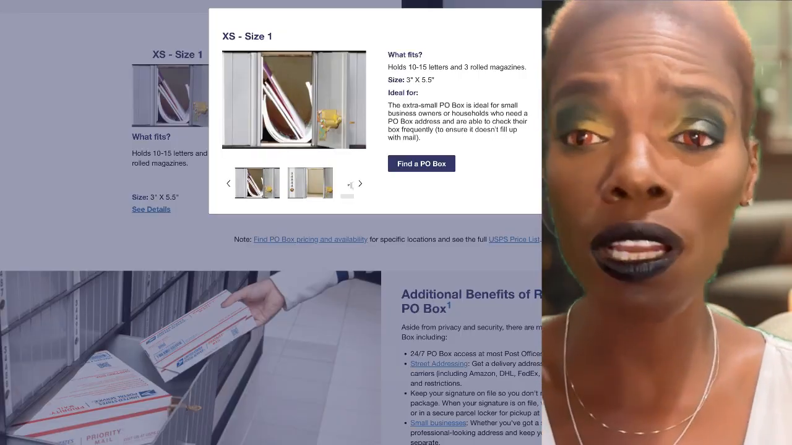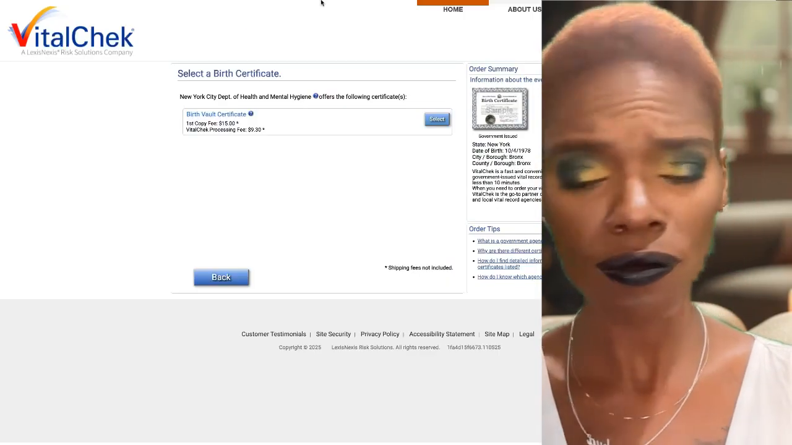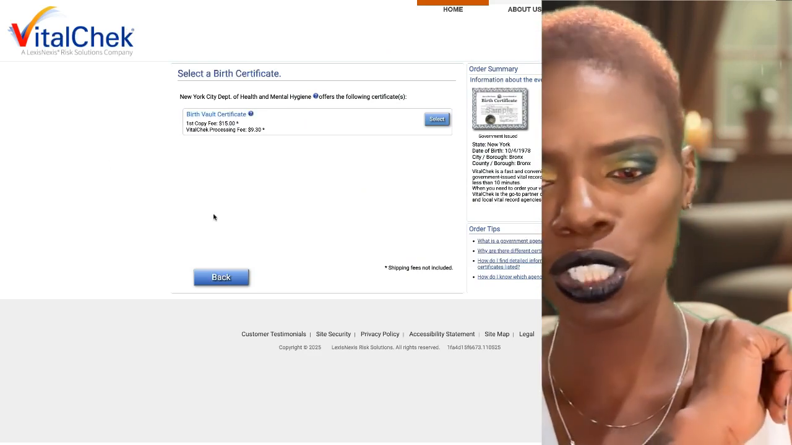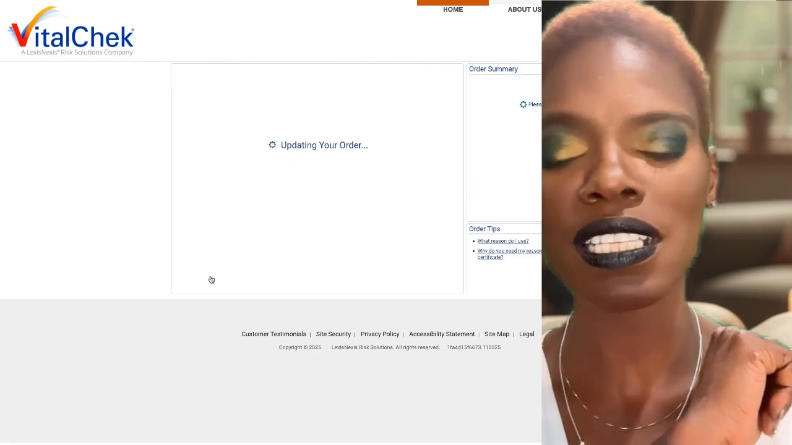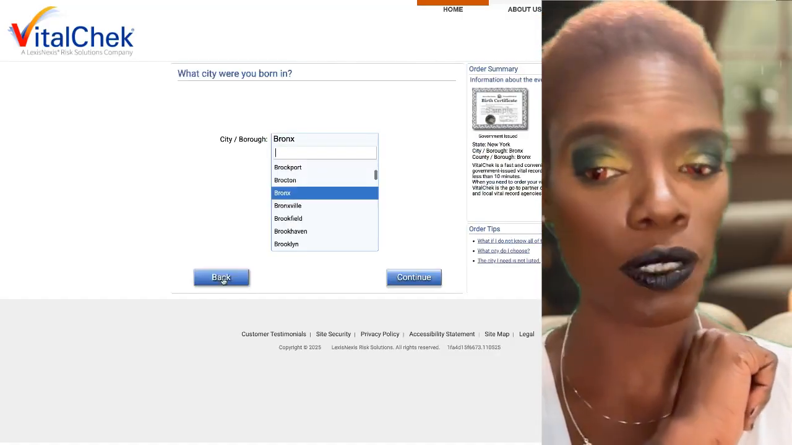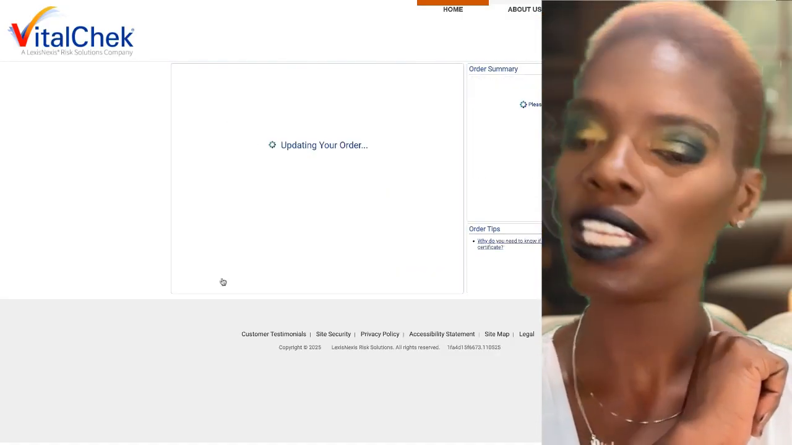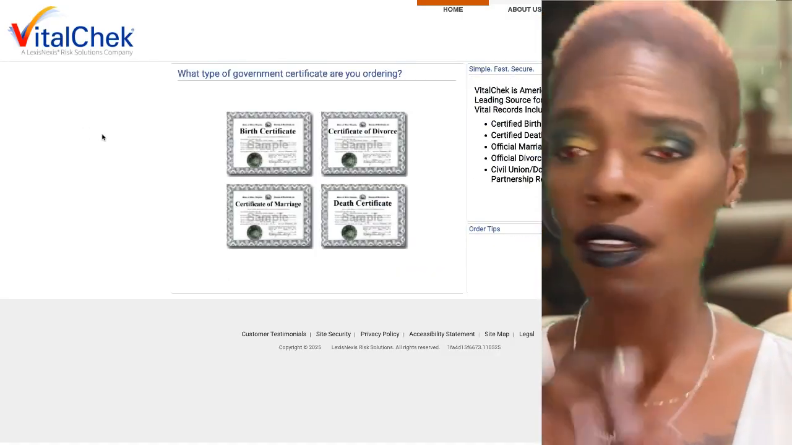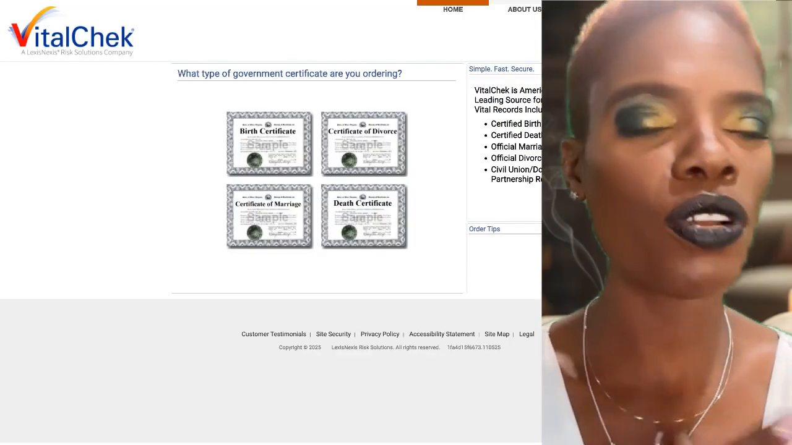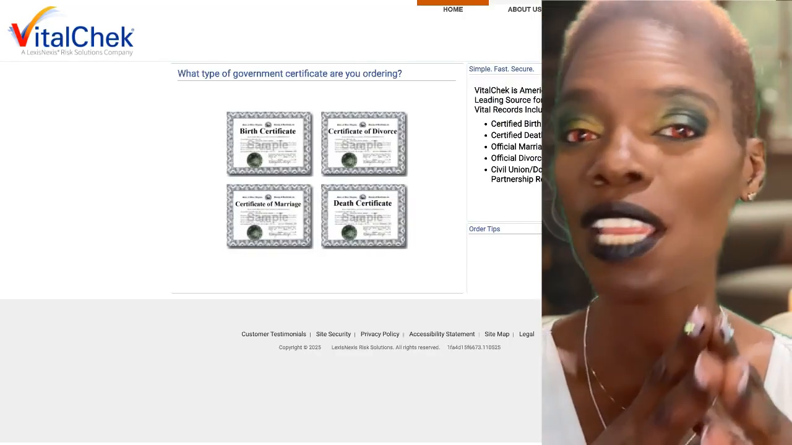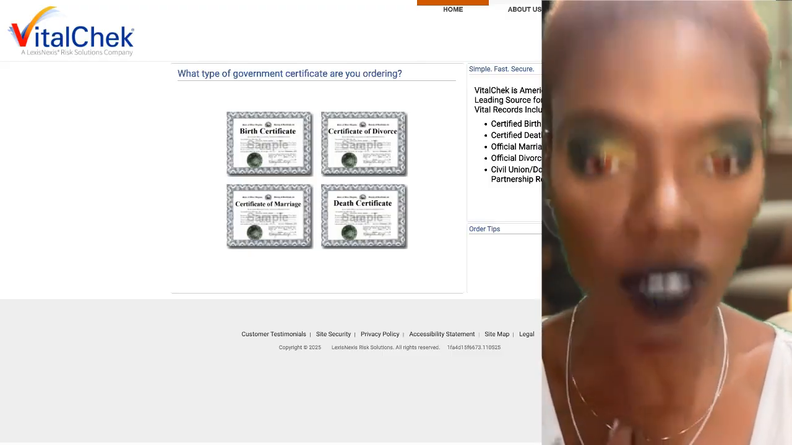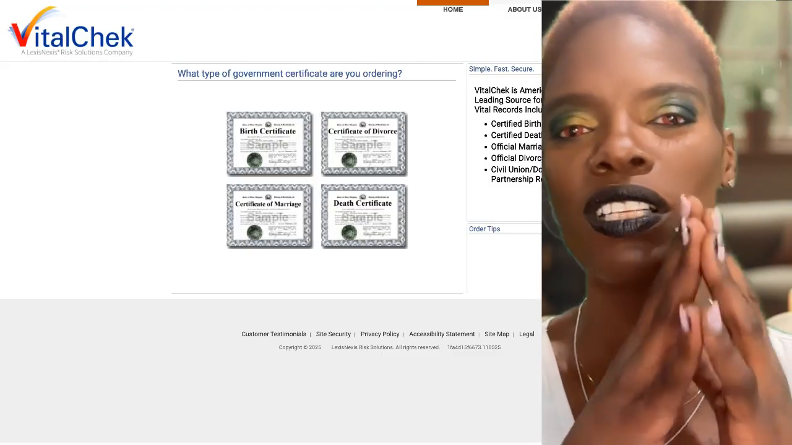Second step, we're going to go over now. You're going to go to vitalcheck.com. I'm going to walk you through the process of ordering your long form birth certificate, which we will need for this process. No matter where you are, you need to order your birth certificate. It has to be the state you were born, not the state where you live, not the state where you're moving to, the state you were actually born.